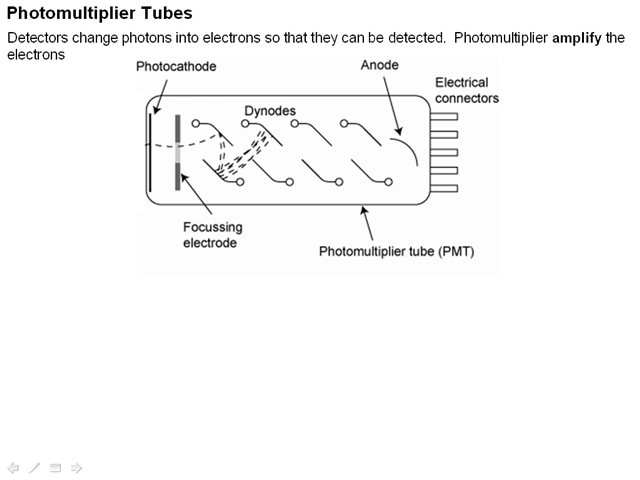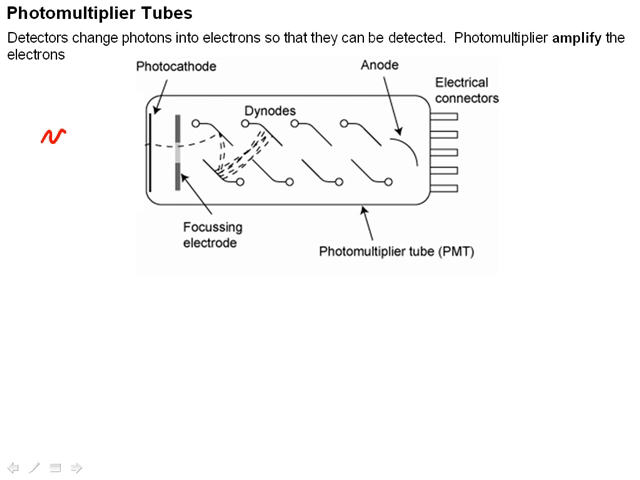So a photomultiplier tube is a type of detector that changes photons into electrons so they can be detected. And photomultiplier tubes are called photomultiplier tubes because they amplify the electrons. Of all the electrons that are generated from the photons, those electrons are amplified many times before you detect the signal. So let's see how that works.